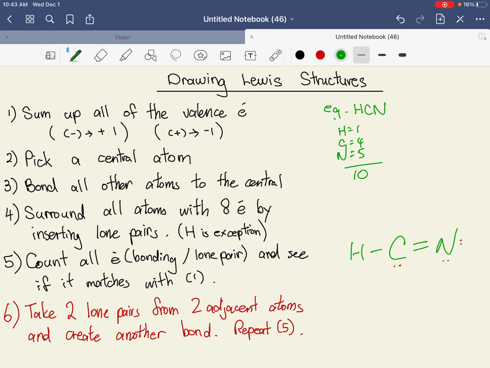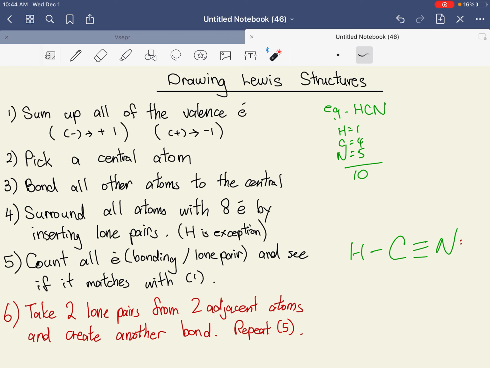Repeat number 5. Okay, let's count. 2, 4, 6, 8, 10, 12. Not yet. So what do? Do it again. Take these 2 now and make a bond. Okay? Let's count. 2, 4, 6, 8, 10. There you go. Exactly.